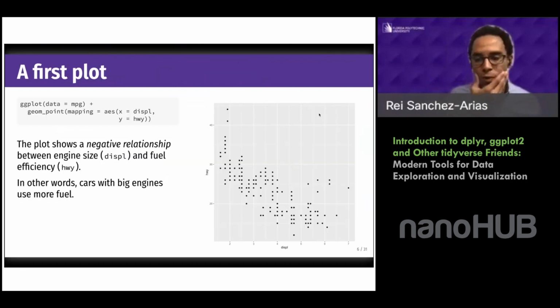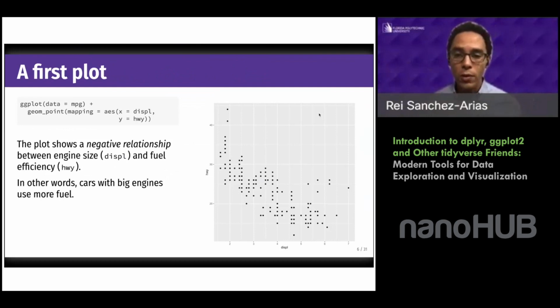And here's my first plot. I want to start just like this. Here's a plot, and here's how you do it. On the right is the result. On the left are the two lines of code that you will need to use in R to create that plot. It shows a negative relationship between engine size and fuel efficiency. In other words, this confirms that cars with big engines use more fuel.